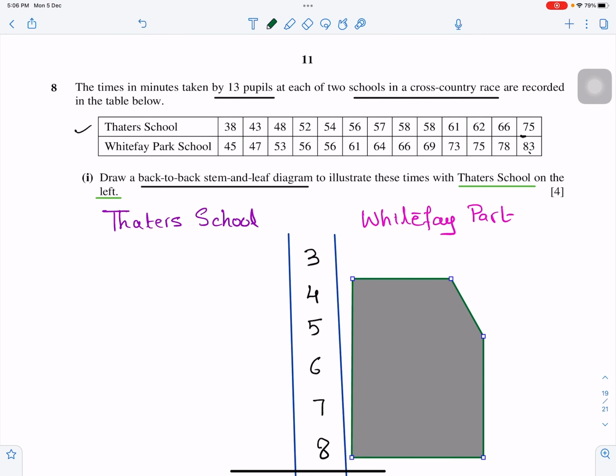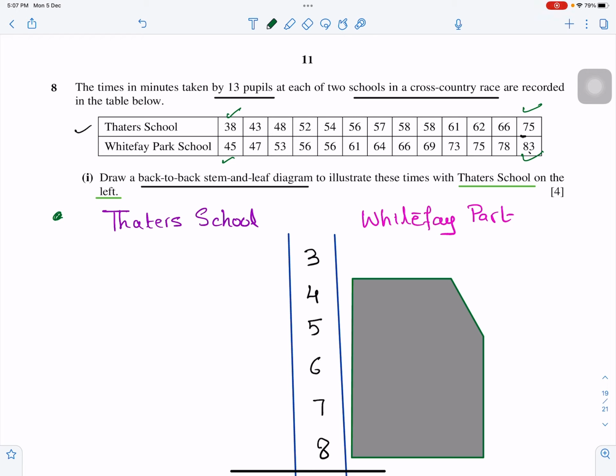In this question, the times in minutes of 13 students are given from two different schools, Theatre School and Whiteford Park School. This is cross-country race data in minutes. The data is given from 38 minutes to 75 minutes for Theatre School, and for Whiteford Park School, 45 minutes to 83 minutes. We have to draw a back-to-back stem and leaf diagram, and you have to keep Theatre School's data on the left hand side. This is the instruction given to you here.